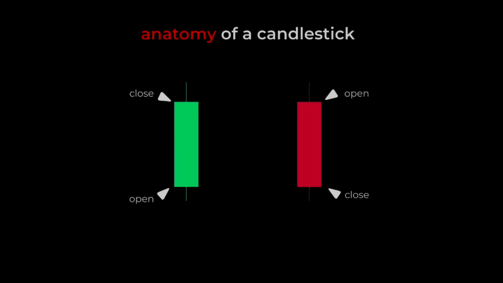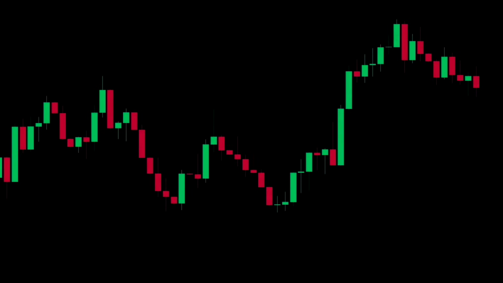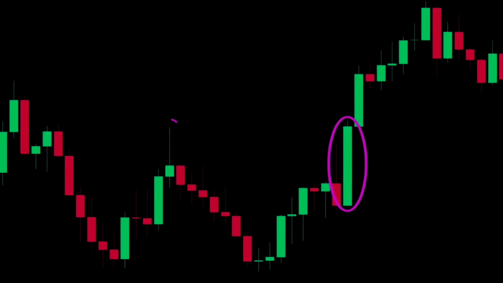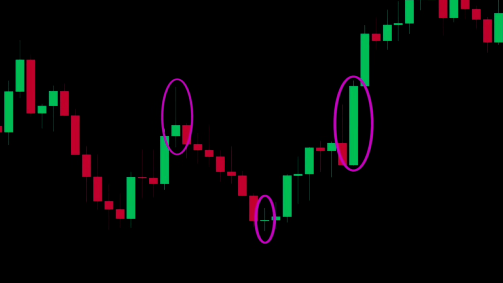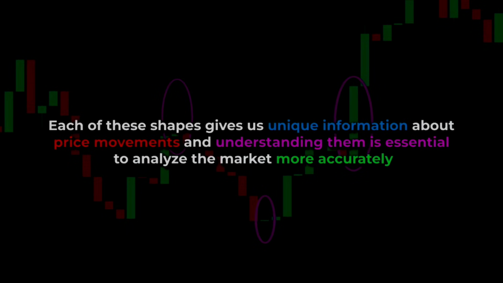For a red candle, it's the opposite. The top shows the opening price, and the bottom shows the closing price. When we look at a chart, we'll notice that candlesticks come in various shapes. Some have larger bodies, others have longer wicks on one side, and some have small bodies with short wicks. Each of these shapes gives us unique information about price movements, and understanding them is essential for price action traders to analyze the market more accurately.